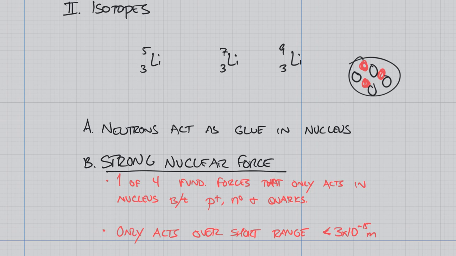The only element that doesn't have any neutrons is hydrogen. That's because there's only 1 proton, so there's nothing else repelling it. Okay?